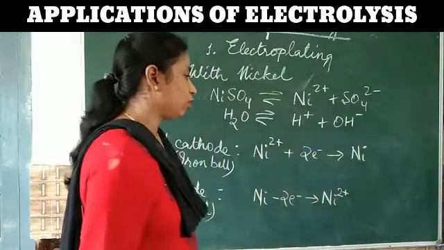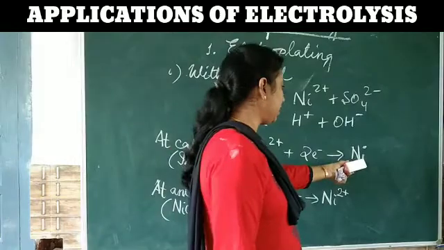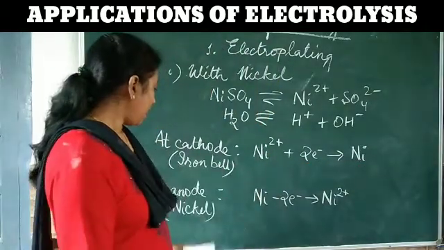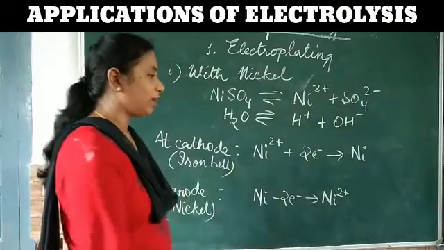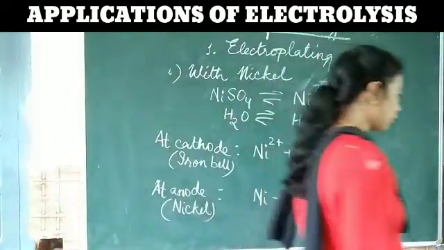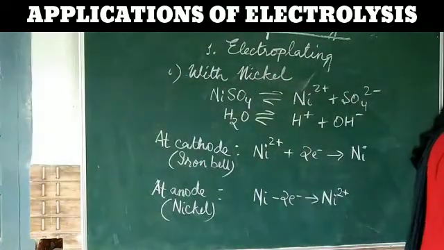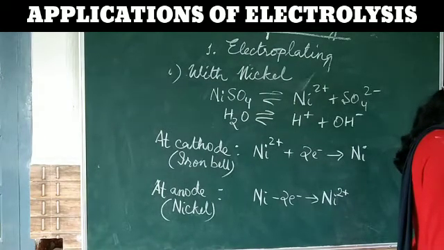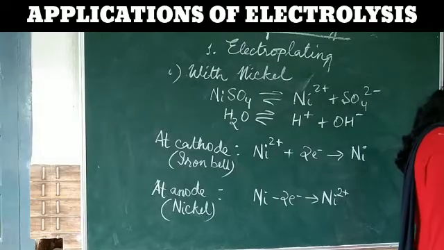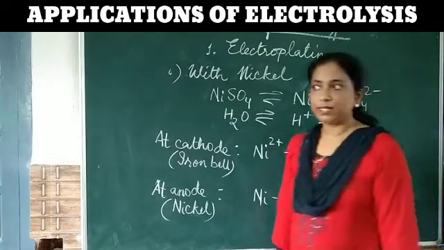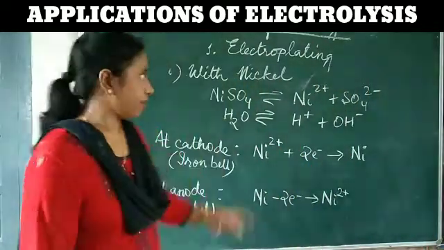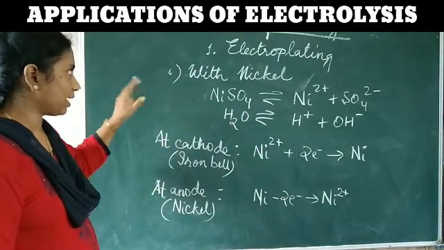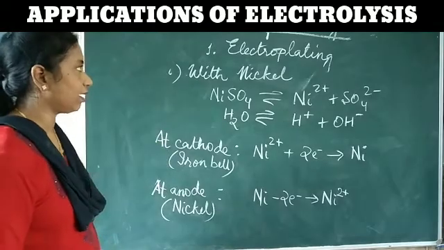And what will you observe? A shiny grey metal, nickel, is deposited on the iron bell, and the anode goes on decreasing in size, shrinking, and you have to replace the anode from time to time. So that is it. Nickel sulfate is the electrolyte. Remember, we use nickel sulfate solution here. So that is about electroplating with nickel.